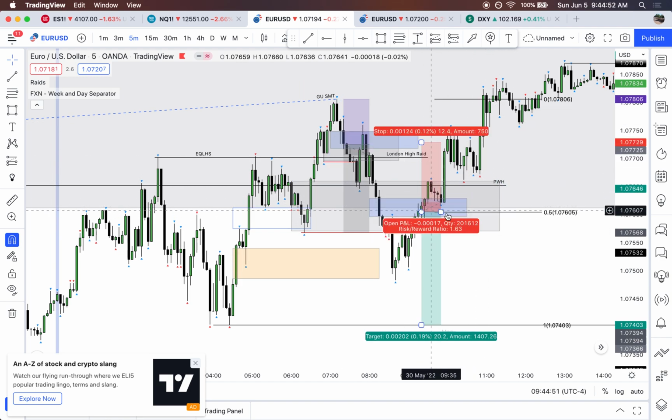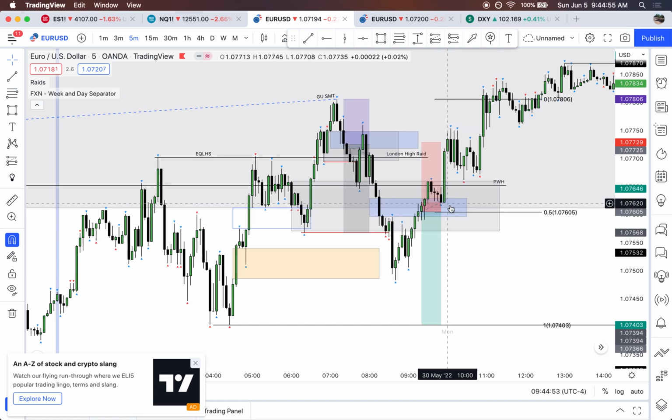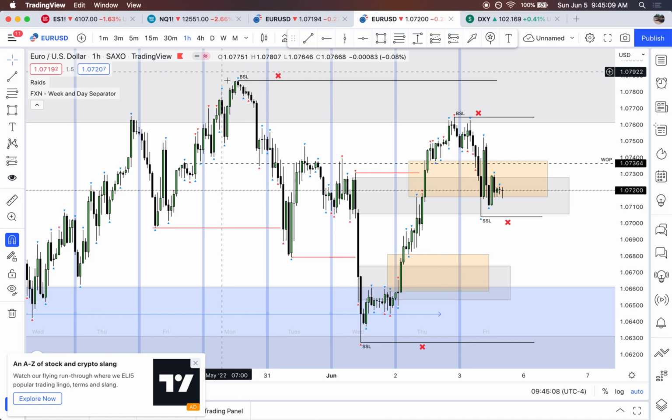Got in at the 25% of this fair value gap, which was pretty standard, and then I also market-ed in another 0.25% at the top of this fair value gap, just because I was extremely confident on this trade. And the bias, again, ended up playing out perfectly in terms of taking those equal lows and then continuing lower. I don't know why price decided to raid that high after in London close and after session and then roll over.